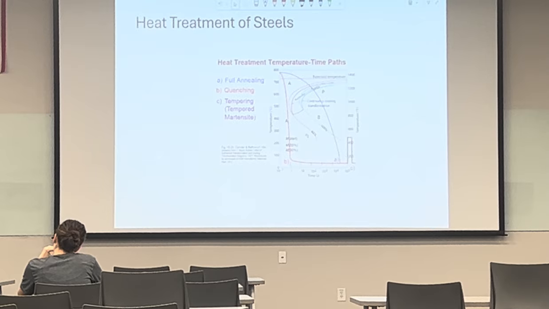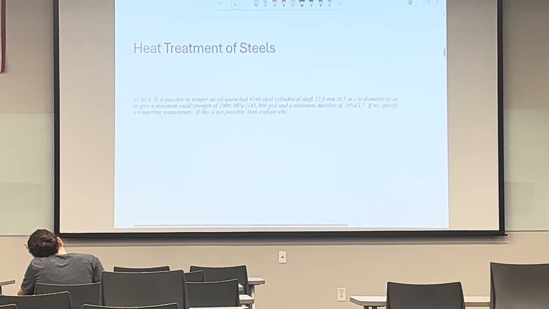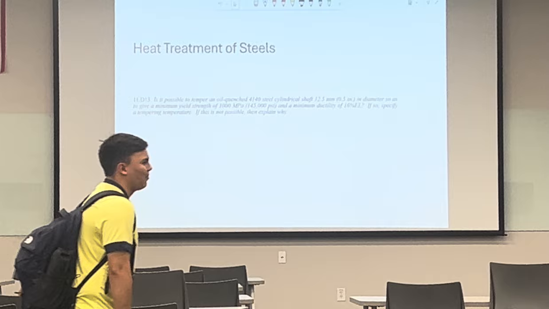And this next one is kind of the last one for chapter 11, which looked a little difficult. So the problem reads: is it possible to temper an oil quenched 4140 steel cylinder shaft, 12.5 millimeters in diameter, so as to give a minimum yield strength of 1,000 megapascals and a minimum ductility of 16% elongation? And if it's possible, they want you to specify the tempering temperature. And if it's not possible, then you have to explain why.